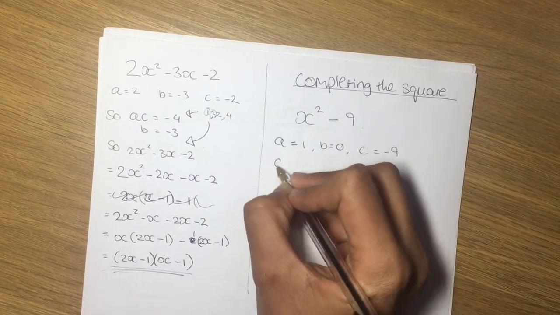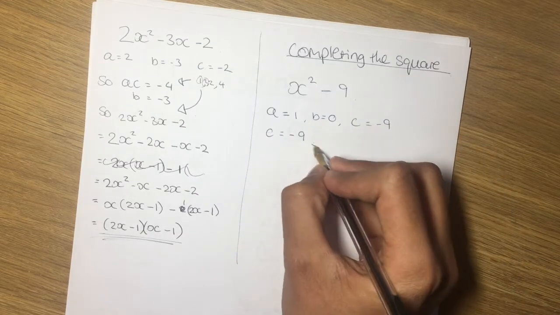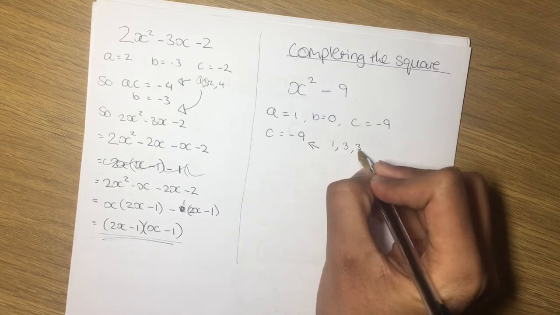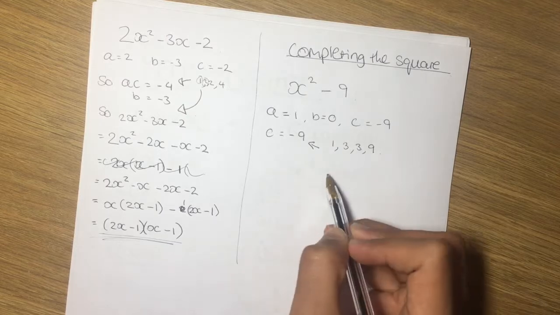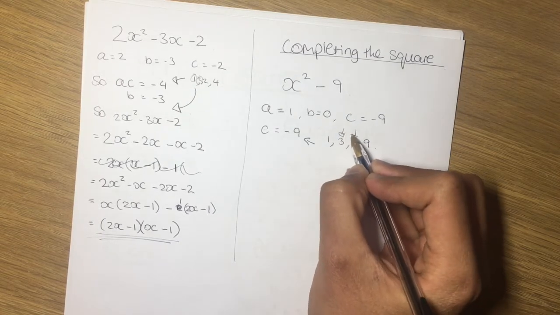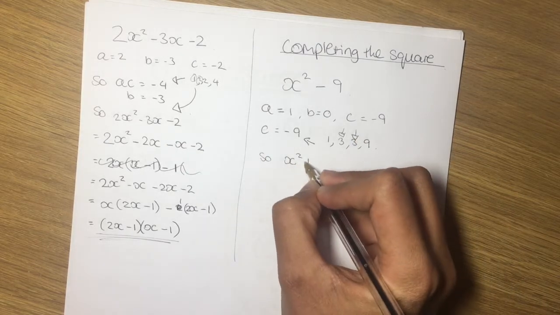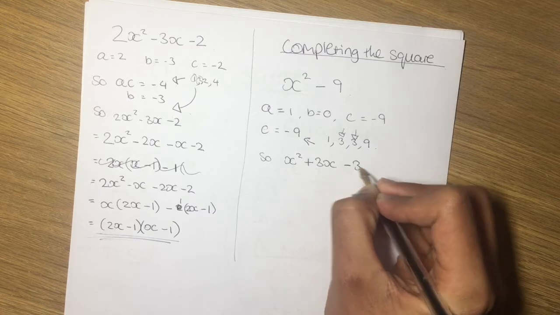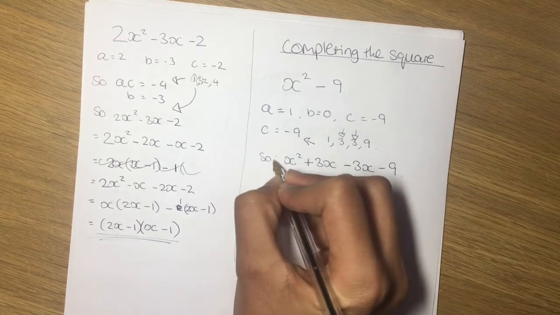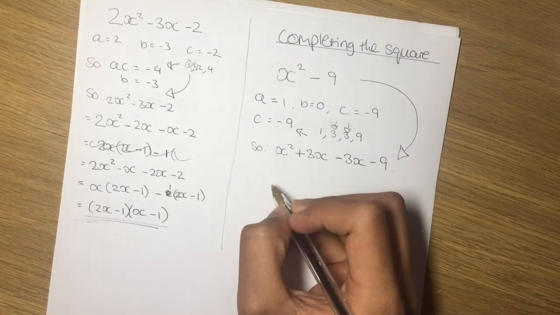We're going to let a equal 1, b is 0, c is minus 9. So what we're going to write down is the factors of ac, which is 1, 3, 3, and 9. And because 3 is the common factor, we're going to use x squared plus 3x and then minus 3x minus 9. Because remember, we have no b, so we're going to write plus 3 and minus 3, so we get 0.